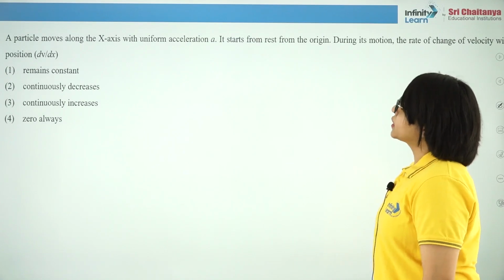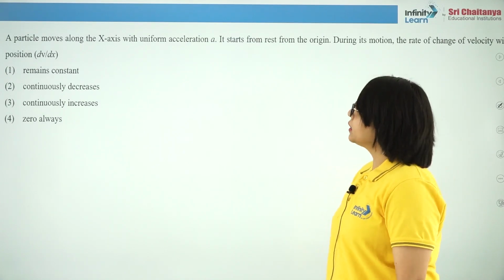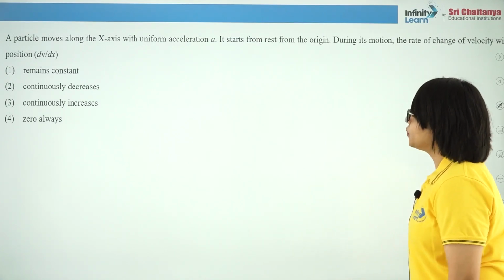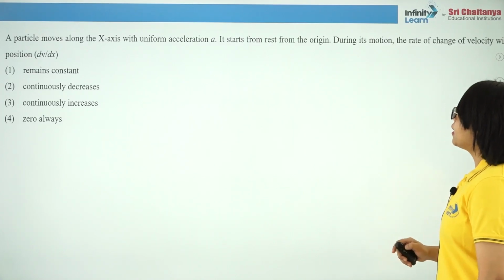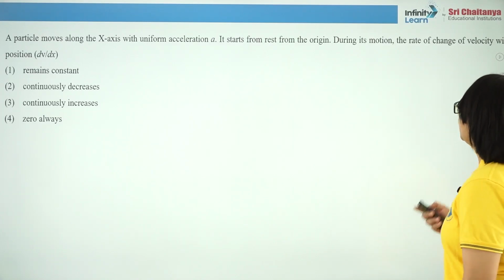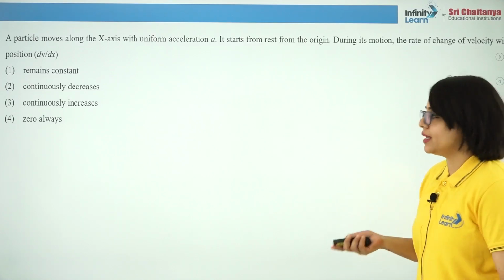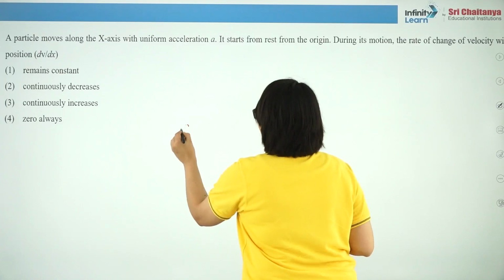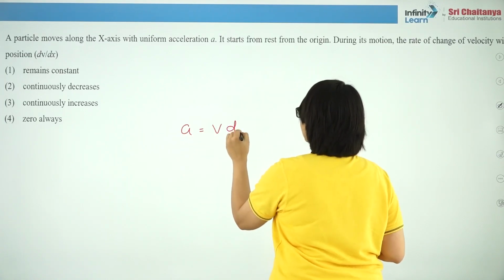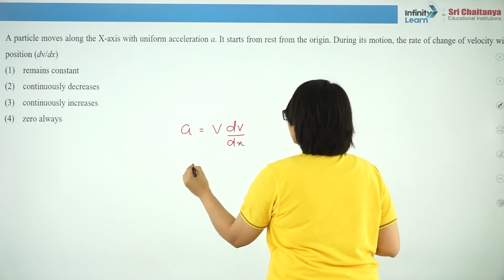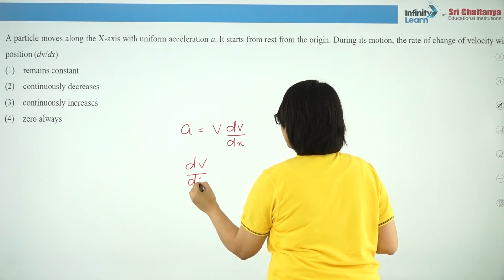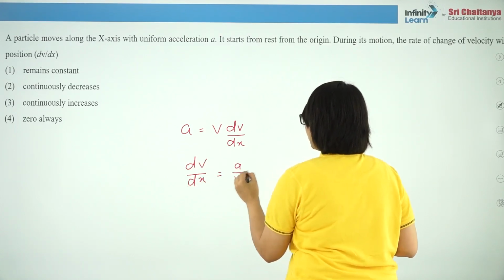Let us move on to the next one. 109, a particle moves along the x axis with uniform acceleration a. It starts from rest from the origin. During its motion, the rate of change of velocity with position, dv by dx, is. So, we know that a is equal to v dv by dx. So, dv by dx will be a upon v.